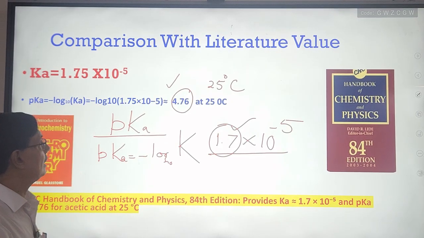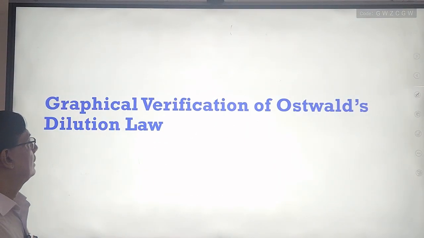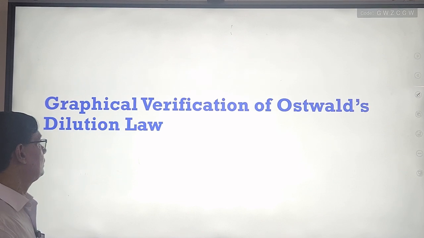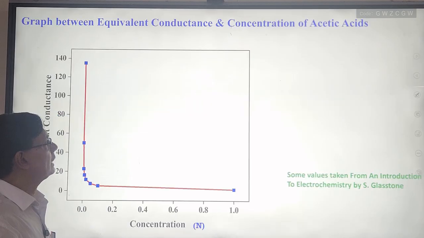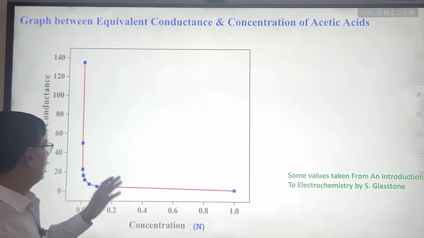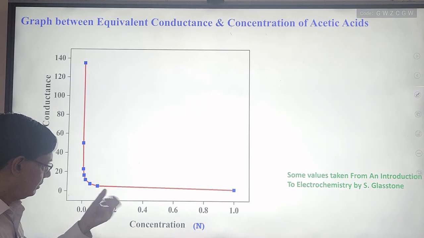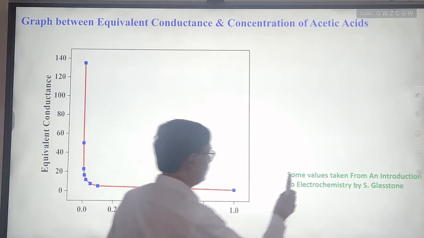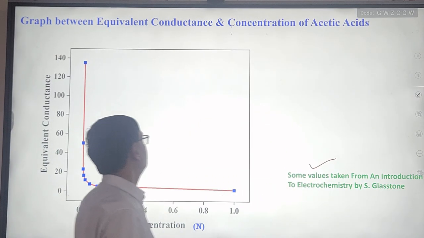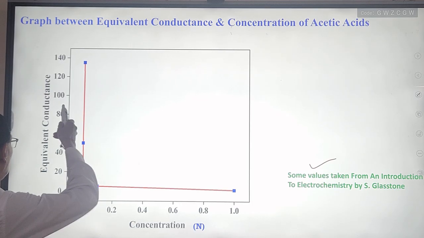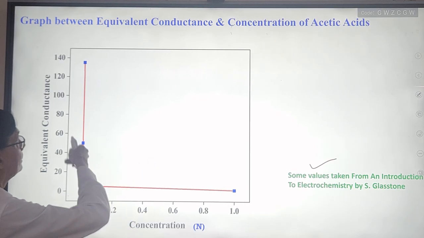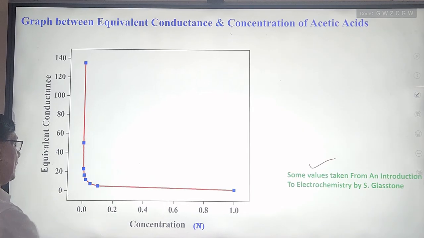Now the last part is the graphical verification of Ostwald dilution law, and you can refer to many other books. I have also referred to many books just for knowledge, because I have used only 5 values, but I have taken some values for graph plotting. So you see that this is the nature of a weak electrolyte. It's a very correct nature.